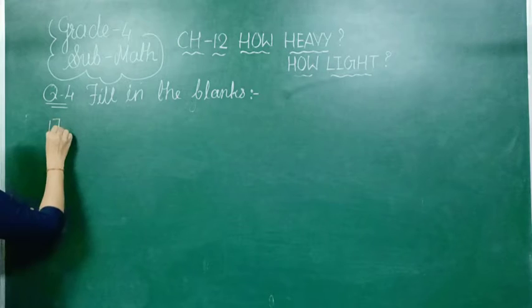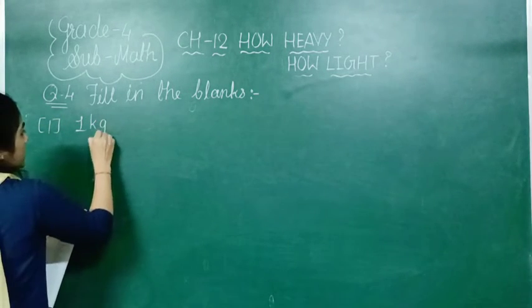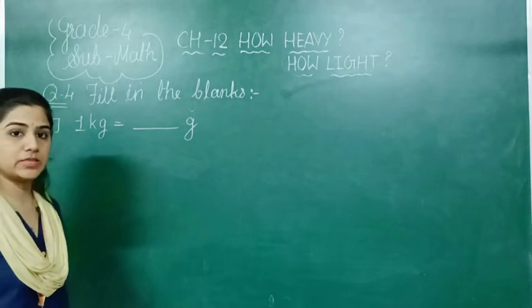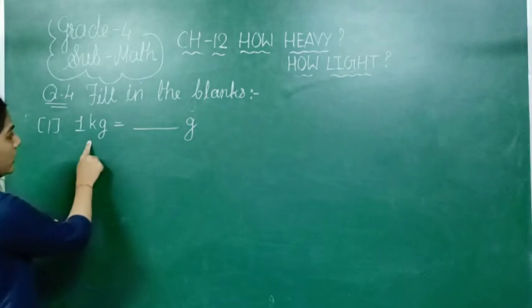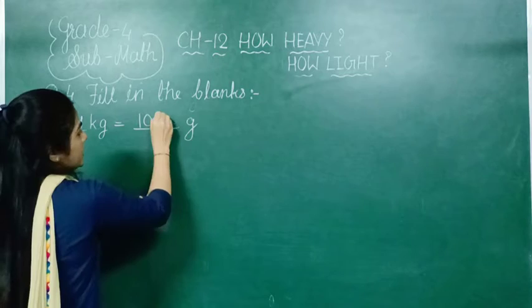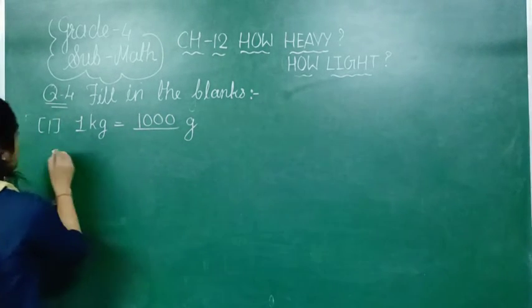First, number 1: 1 kg is equal to blank gram. This is a very simple answer, we have already repeated it many times. This is the formula we are using. 1 kilogram is equal to 1000 gram, meaning in 1 kilogram there are 1000 gram. So this is your answer.